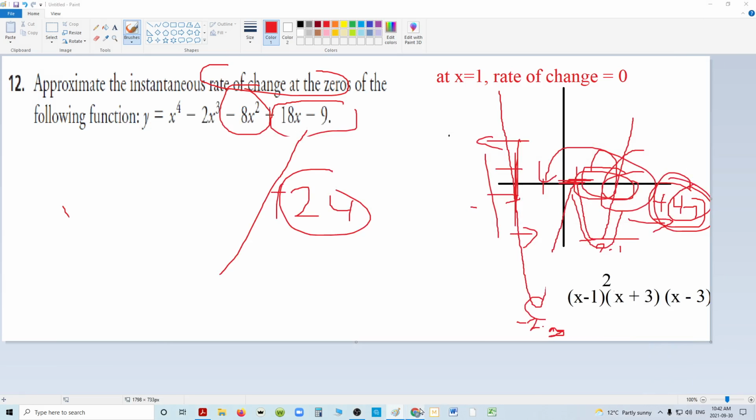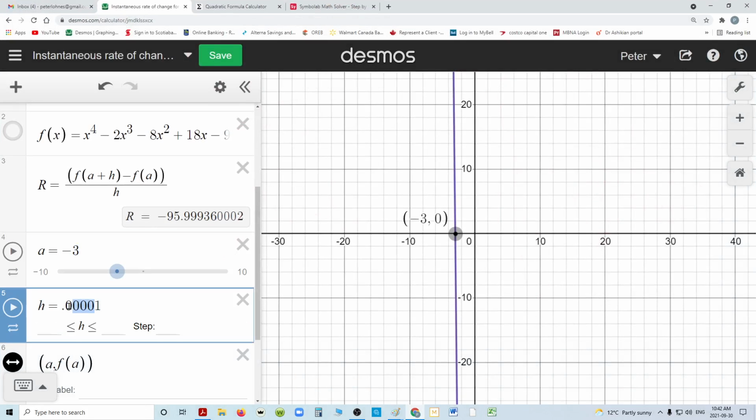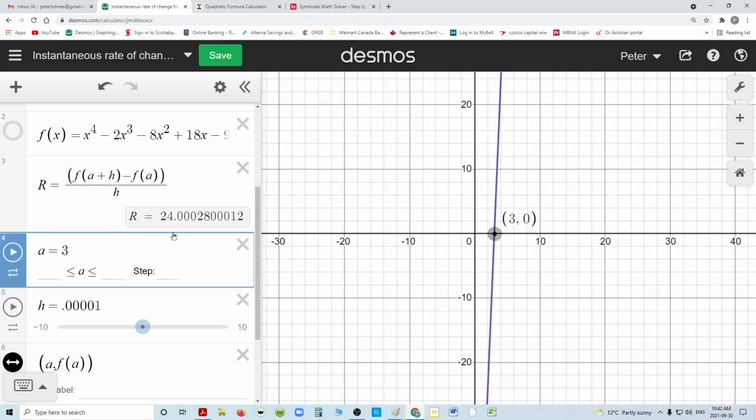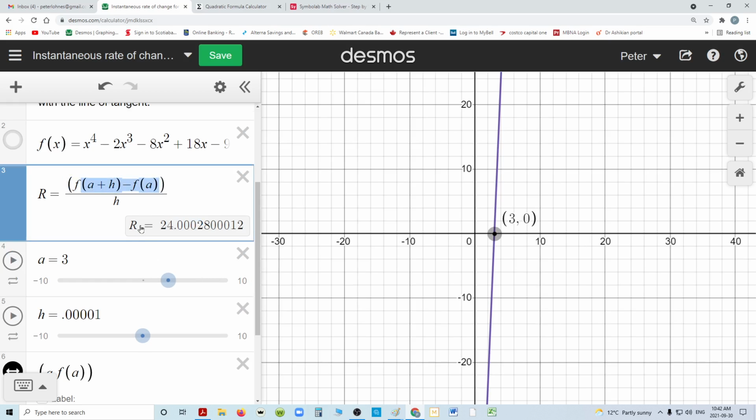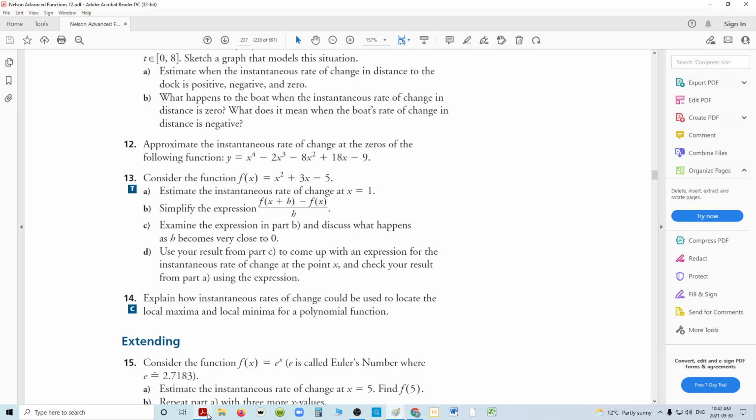Let's see if we got that right by changing this. Our a is 3. We're taking a bit bigger h here. And sure enough, it's 24, which is great, which means we did our calculations correctly by hand. And we confirmed it with this tool. Now, from now on, I'm going to use this tool. It would be great if we had a simple formula for rate of change, and really that's what this chapter is about as well. So stick around.